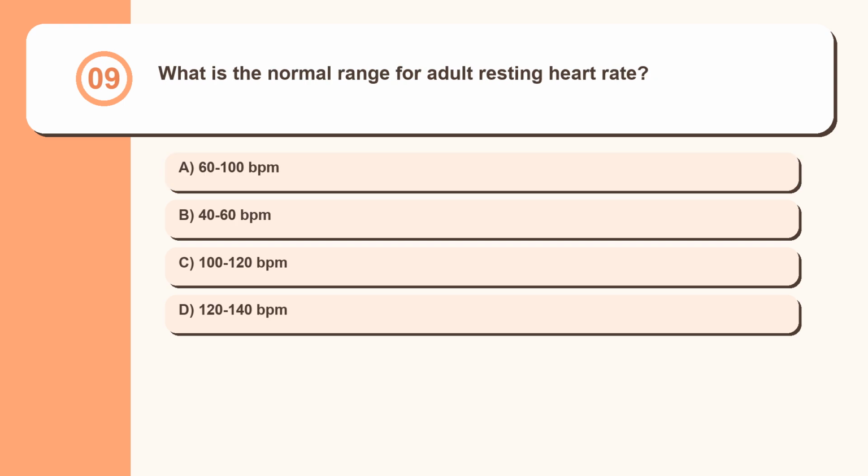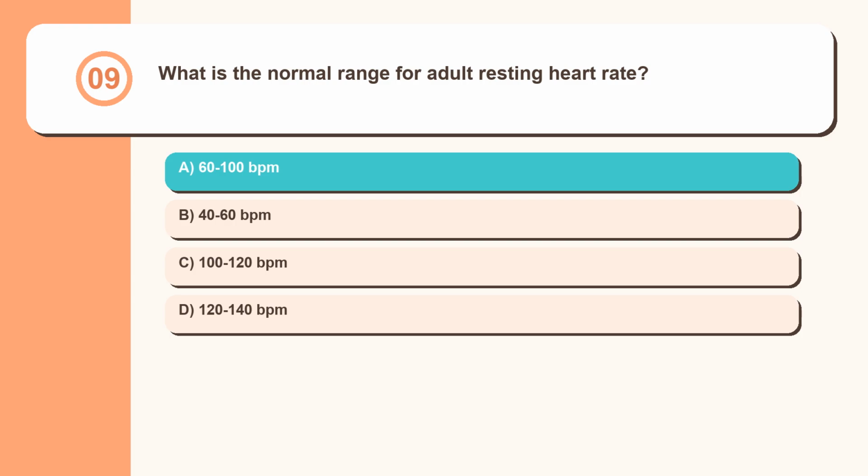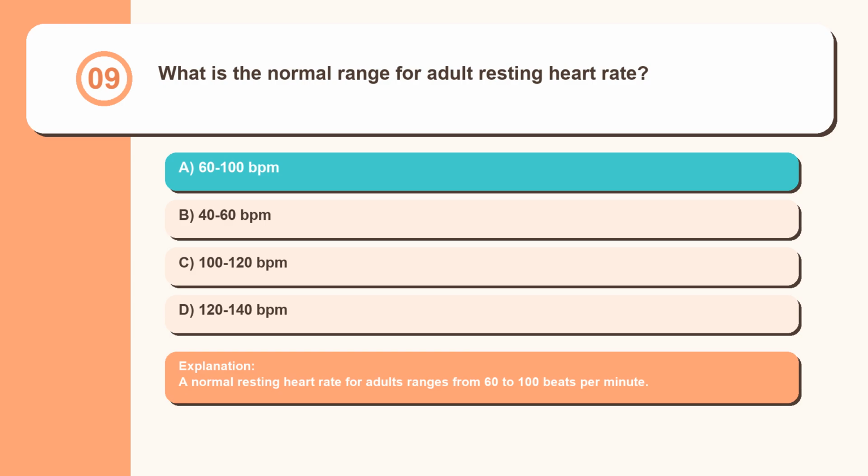Question 9. What is the normal range for adult resting heart rate? 60 to 100 bpm, 40 to 60 bpm, 100 to 120 bpm, 120 to 140 bpm. A normal resting heart rate for adults ranges from 60 to 100 beats per minute.